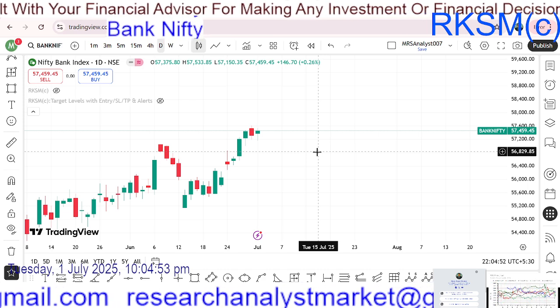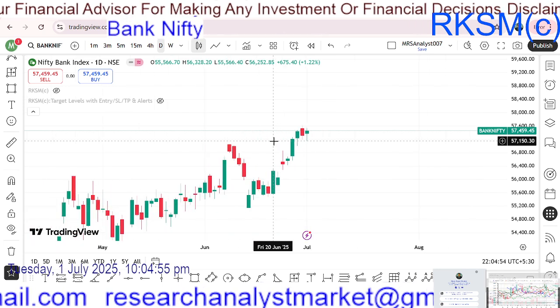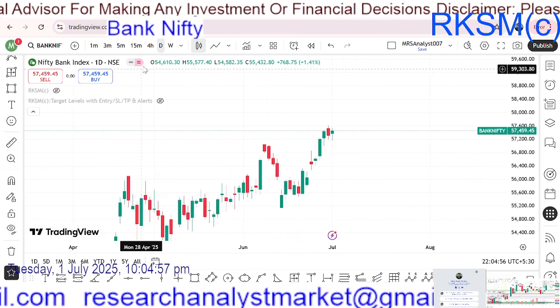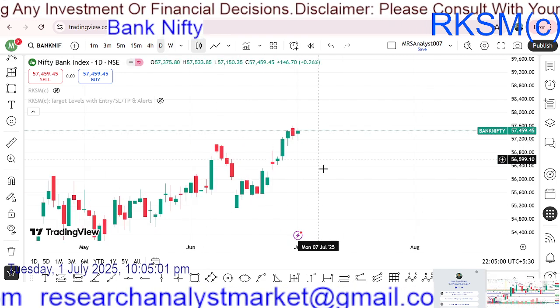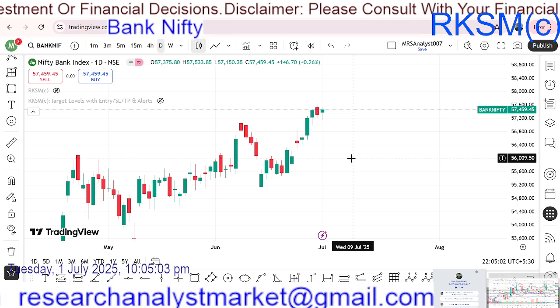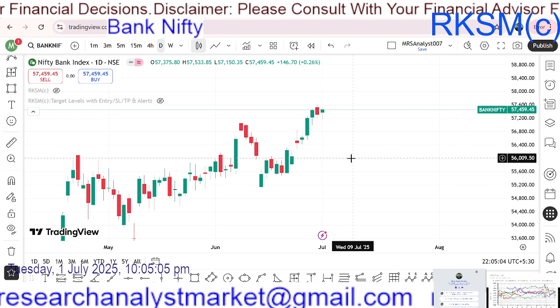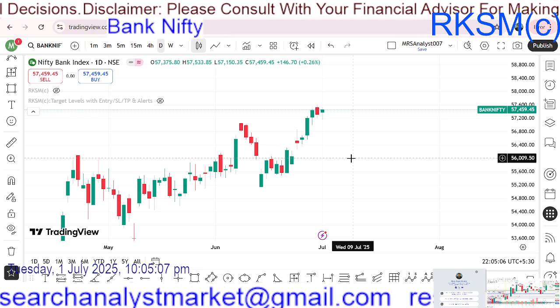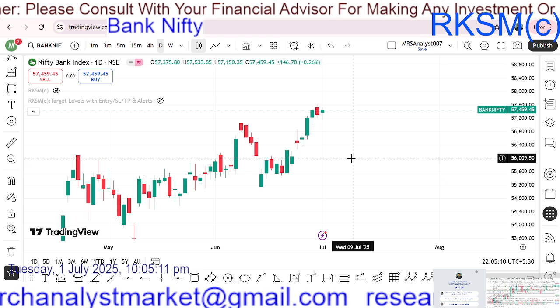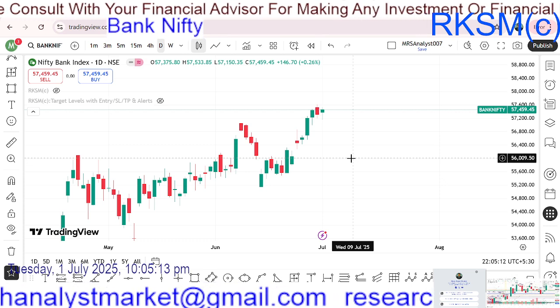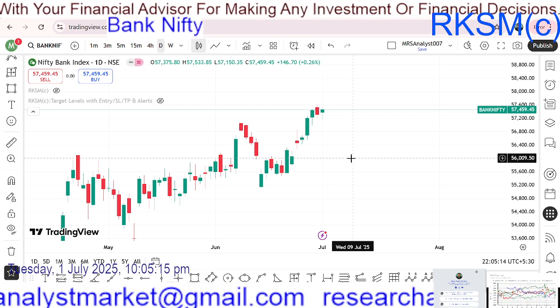So what we need to do here: first we go to the Bank Nifty chart, and then we switch to the day time frame. What are the things we require for our model? Today we are going to see one of the features of our design model, how we can draw the target and on what basis.